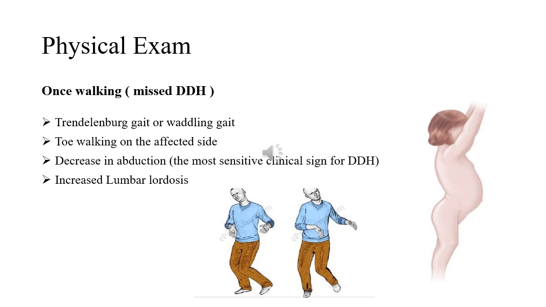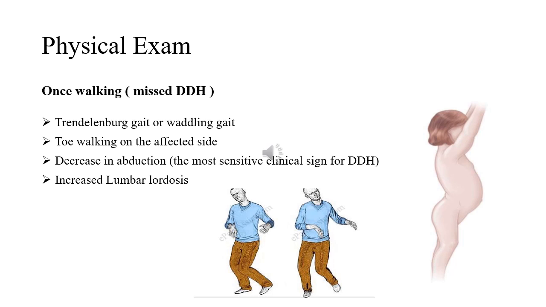If the patient has a unilateral DDH, there will be a Trendelenburg gait. If the patient has bilateral DDH, then he or she will have a bilateral Trendelenburg gait, or what we call the waddling gait. Also, because of the shortening that can happen with the DDH, there can be different gait patterns, like toe walking on the affected side or bending the knee on the normal side.